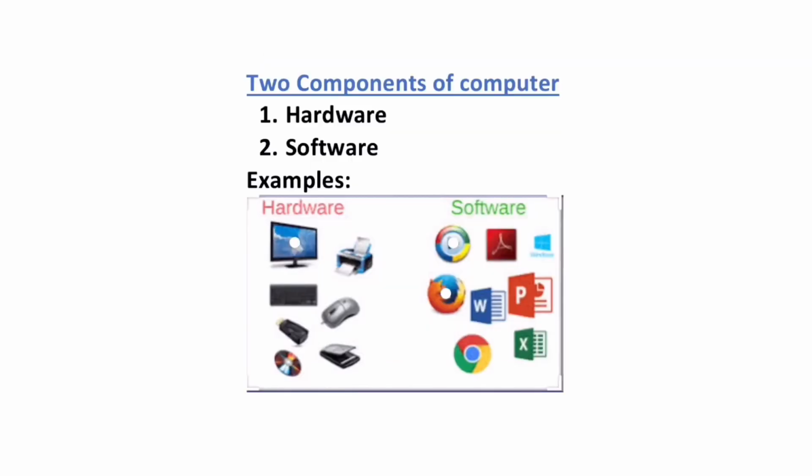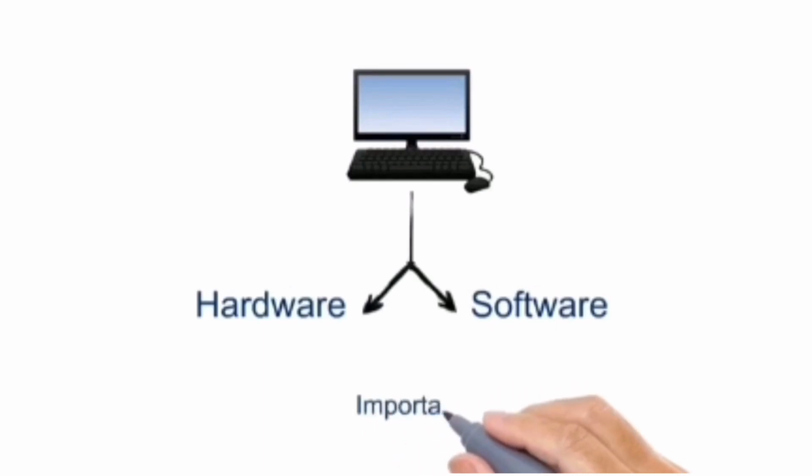Now the next topic, two components of computer. First one is hardware and second one is software. There are some examples of hardware and software. We will discuss in detail. Types of computer, that is hardware and software. Let's learn some important things about hardware and software.